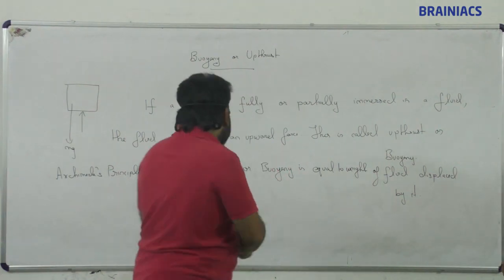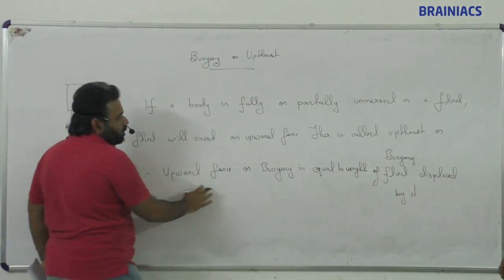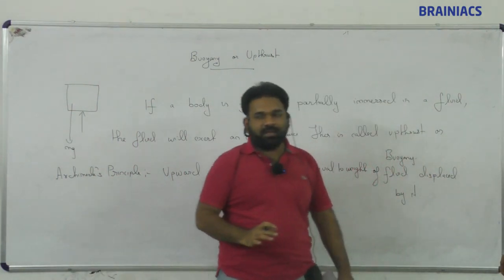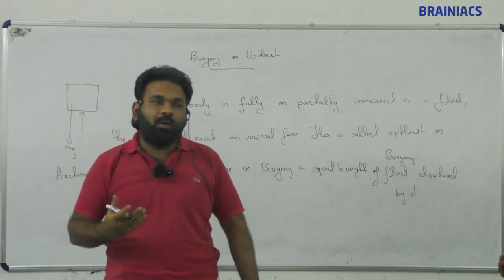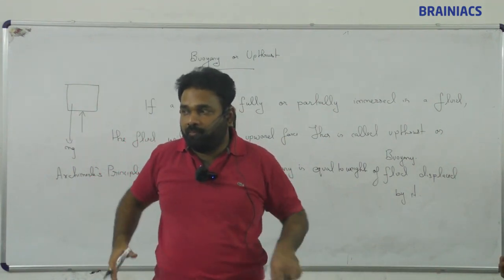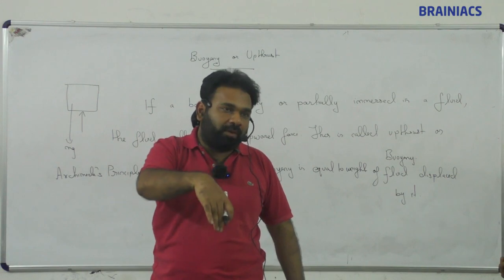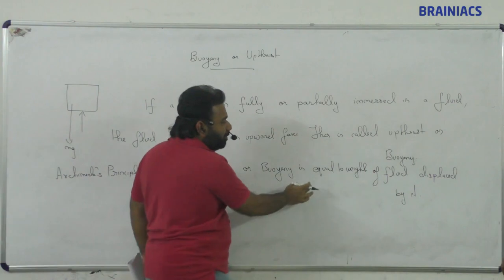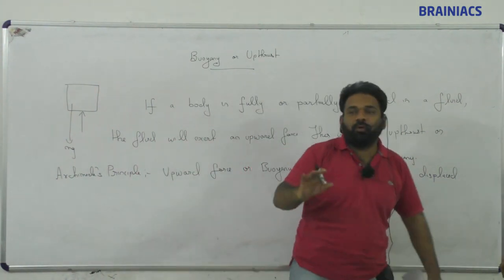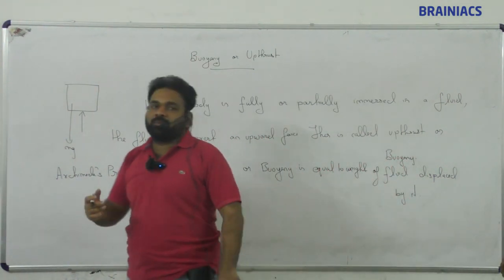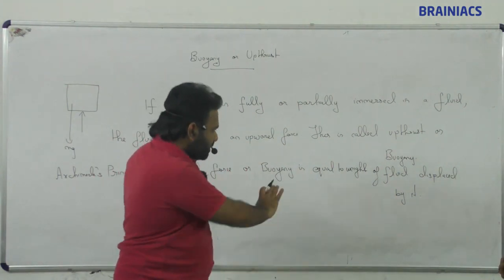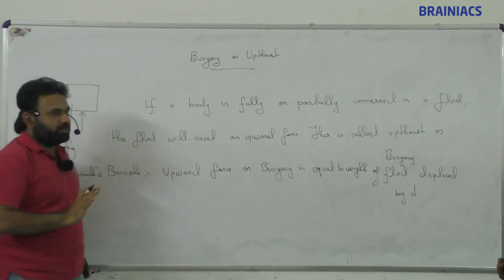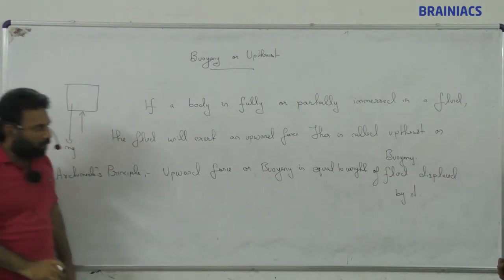So we can say that the upward force, or buoyancy, is equal to the weight of the fluid displaced by it, or the volume of the body immersed in the fluid into the density of the fluid into g. That is the reason we use the weight of the fluid displaced, which will have density also. I will explain it in a simple way. This is the Archimedes principle. Clear?